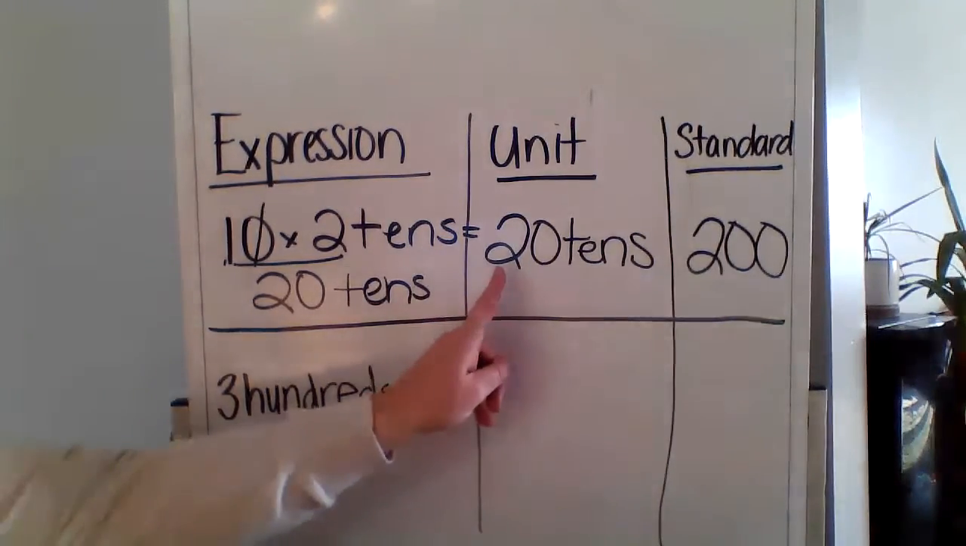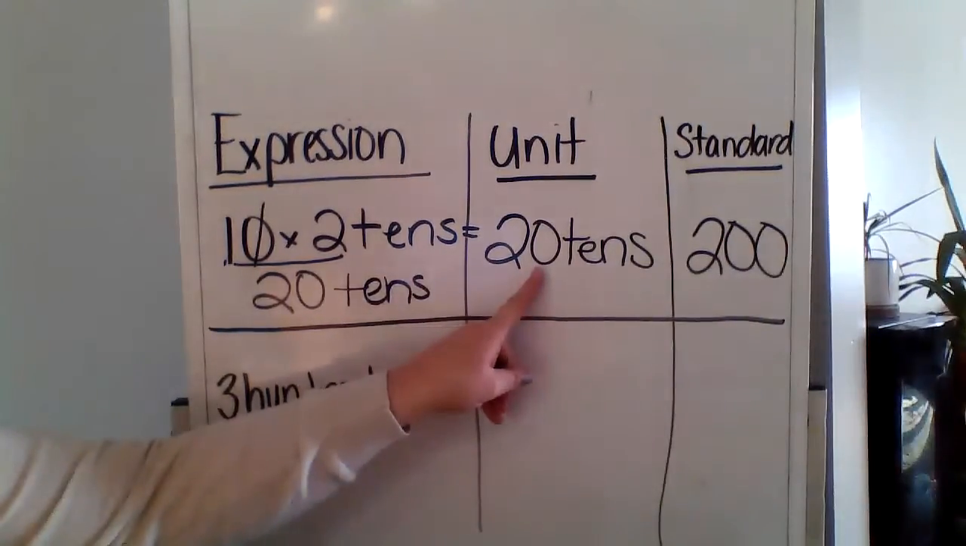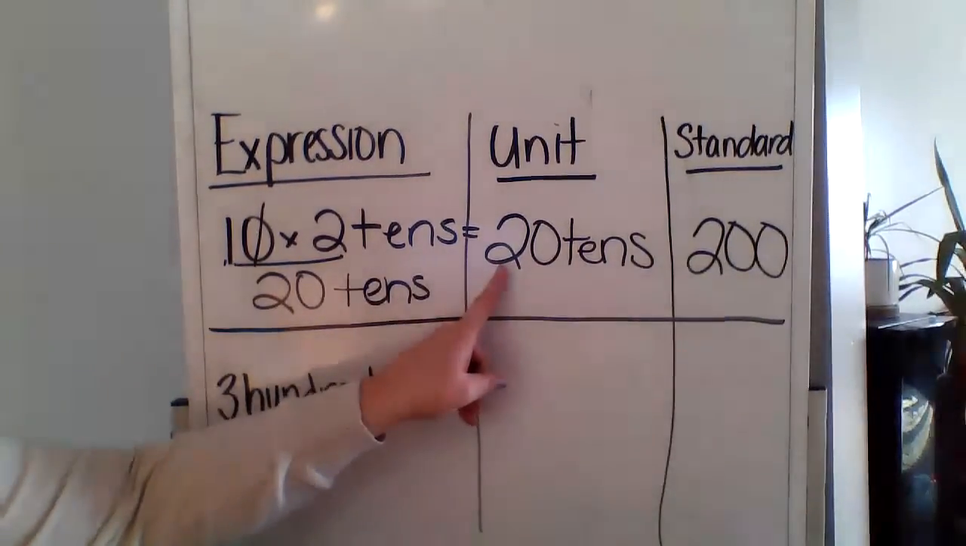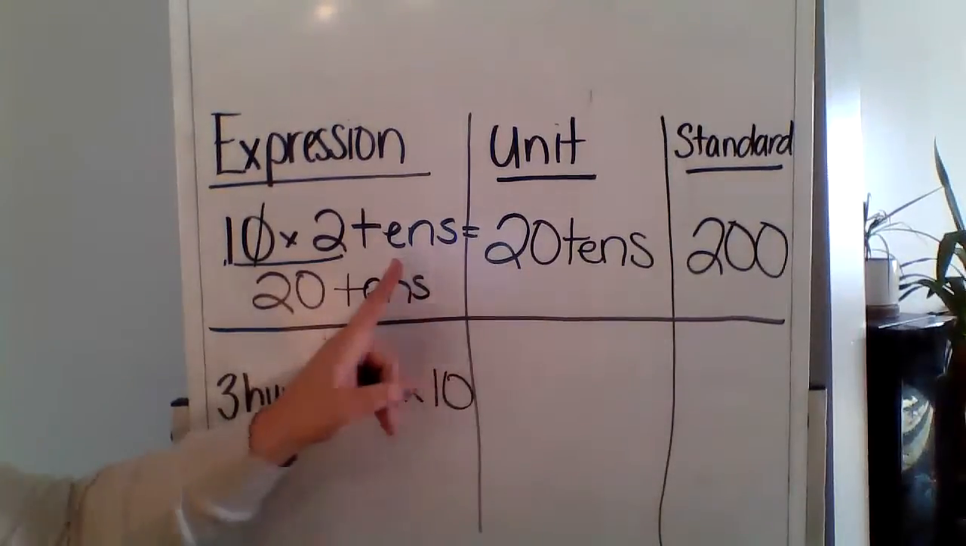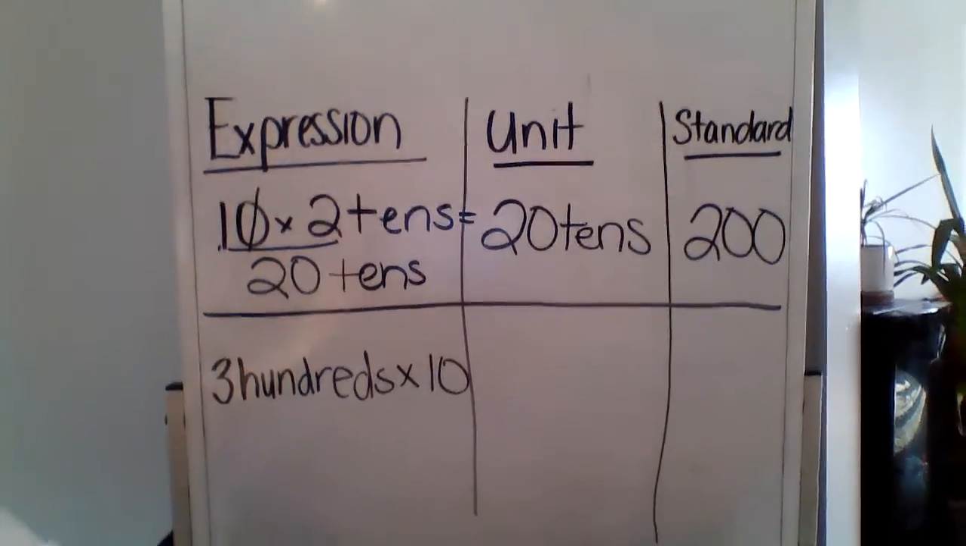Okay, think about that. You cannot put 20 in the tens place, so you need to bundle and shift. You would have brought 2 place value discs over into the hundreds place, and you would have gotten 200 as your answer. Let's move down to the next one.